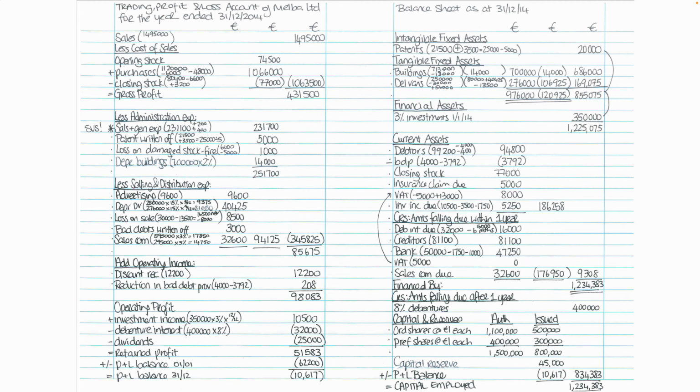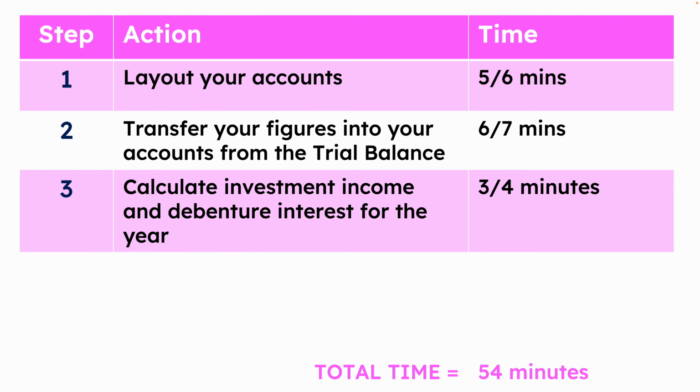So this is just an example of a company account from 2015. There's no lines drawn down the page. Whatever you have to do, do all your workings on the face of the accounts, and it'll save you so much time. Okay, so looking at steps 1, 2 and 3 first.